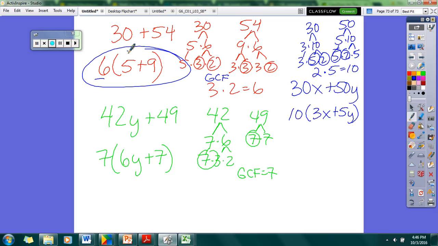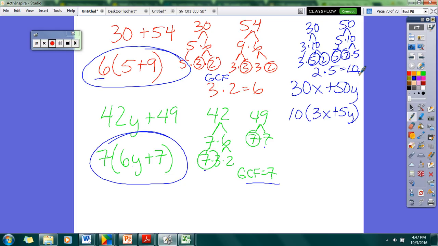I see that here's the factor tree of 42, here's the factor tree of 49. The only partners I have is 7, so my GCF is 7. 7 goes into 42y 6y times. 7 goes into 49 7 times. So 7 times the quantity 6y plus 7 is my final answer. My last one, I found that my GCF was 10, so I pulled 10 out. 10 times 3x is going to be 30x. 10 times 5y is going to be 50y, okay?